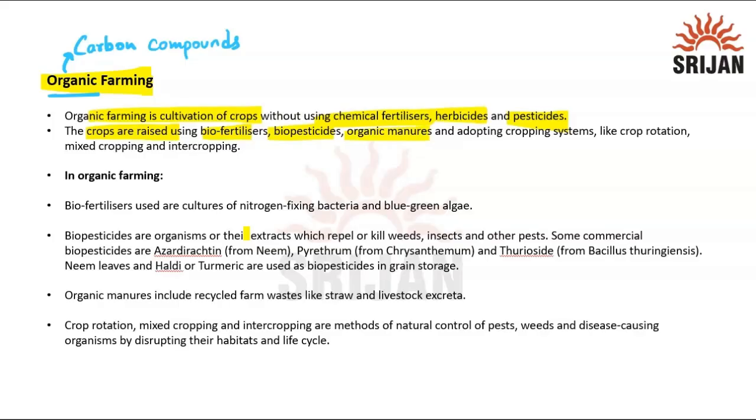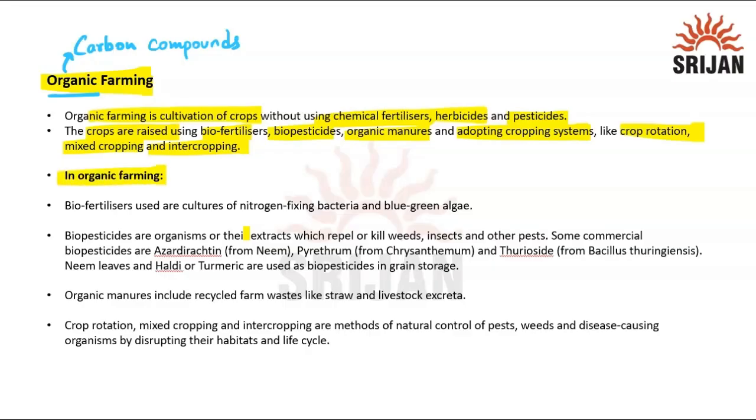So here you can see the crops are raised using biofertilizers, biopesticides, or organic manure, and adopting cropping systems like crop rotation, mixed cropping, and intercropping. Again, all of these are very natural ways of getting the best outcome from the crops.